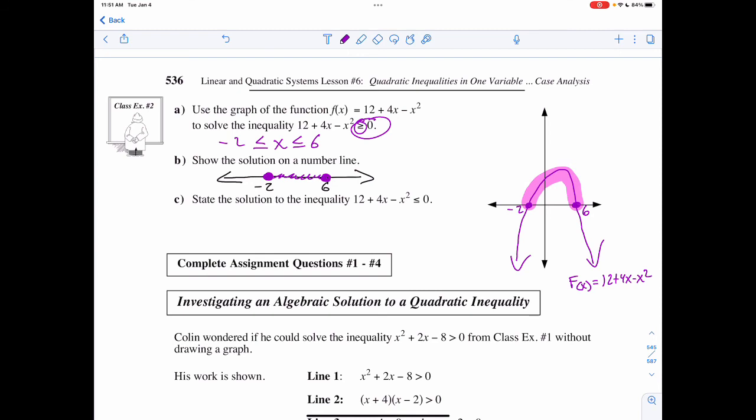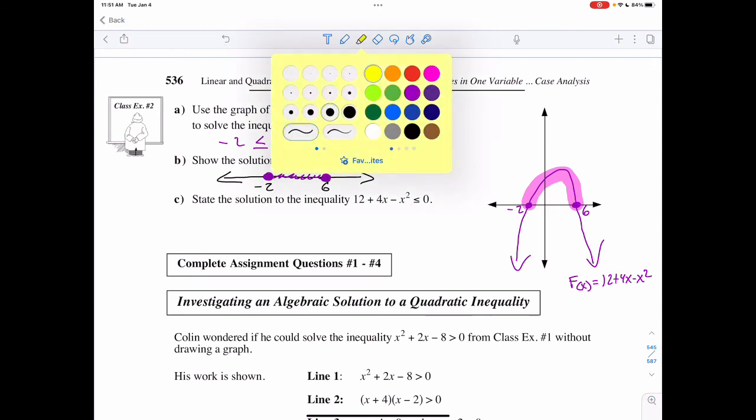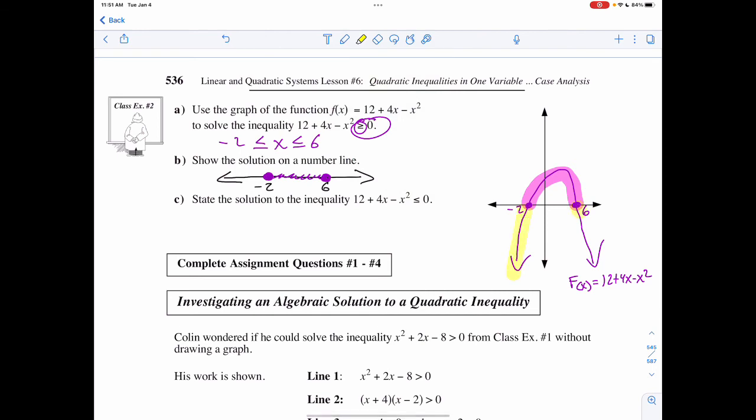If I was to state the solution when it is less than or equal to 0, then that's going to be the opposite possibilities. That's going to be when the y is negative, but it's still going to include that equals. So I can say that it's going to be when x is less than or equal to -2, or when x is greater than or equal to 6.